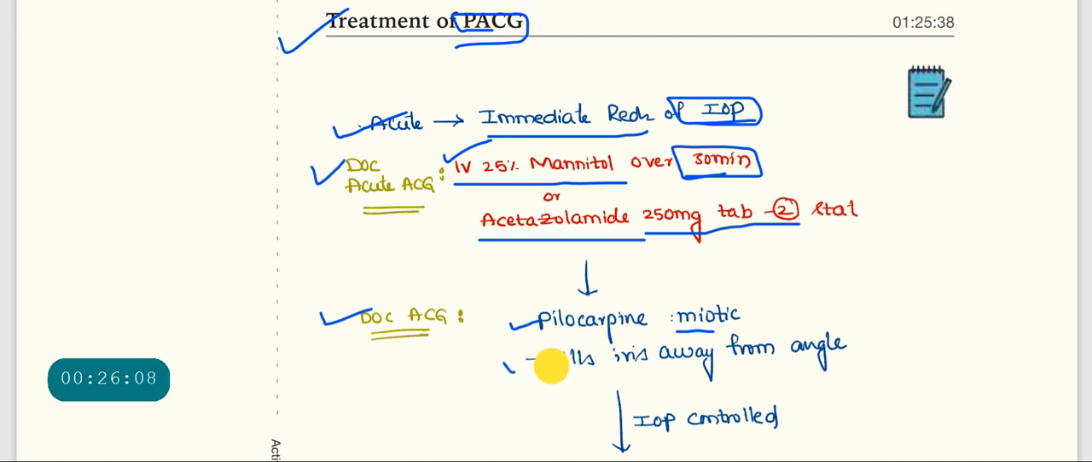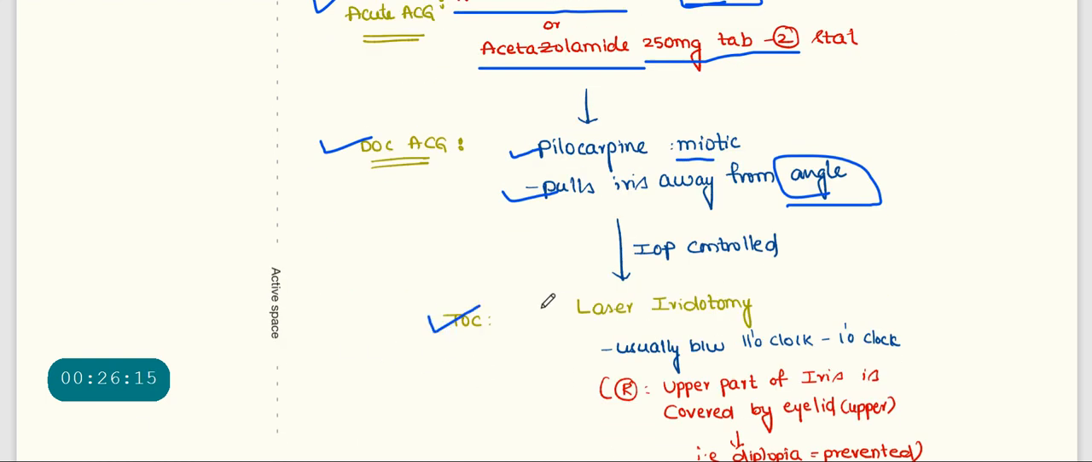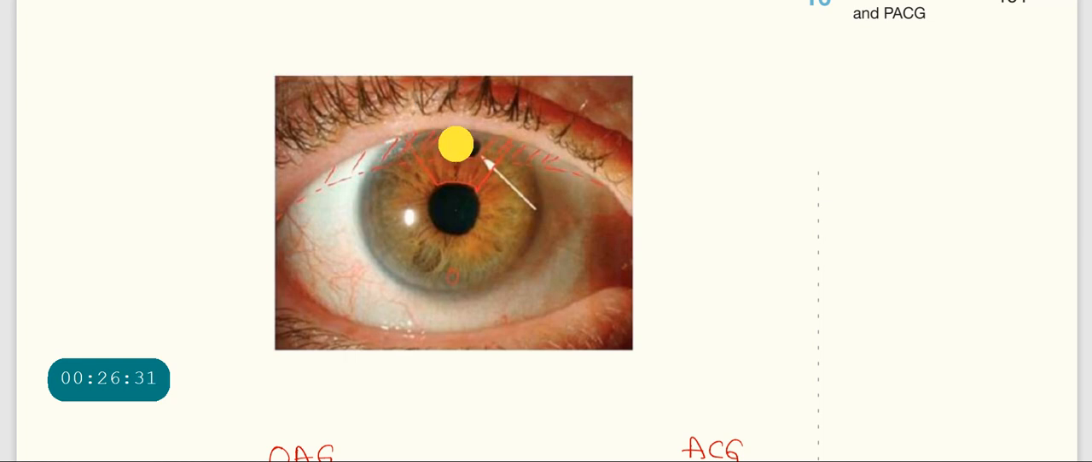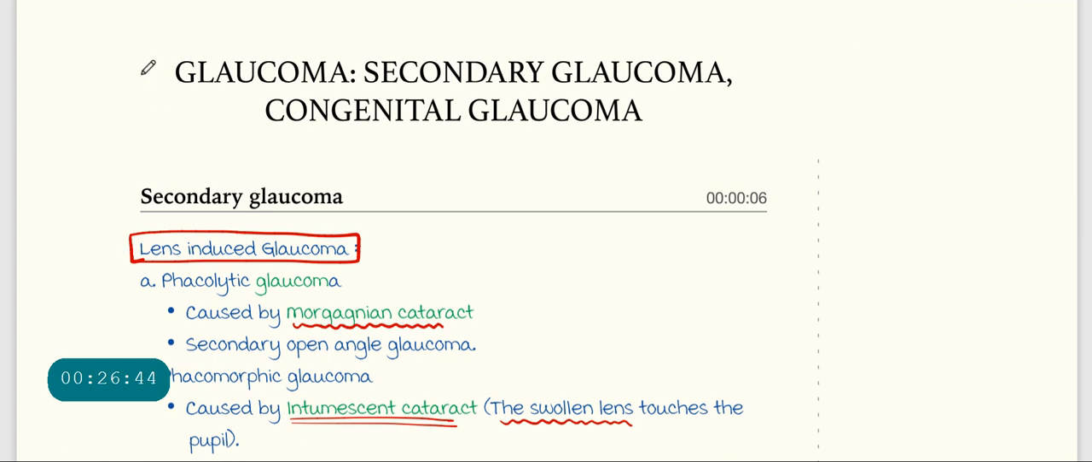What is the treatment of choice? The treatment of choice is laser iridotomy, done between the 11 o'clock and 12 o'clock positions. Basically, at the 11 o'clock and 12 o'clock position we are going to do the surgery. This image tells you about that. So that was all about the topic of glaucoma. The next topic will be secondary glaucoma and congenital glaucoma.